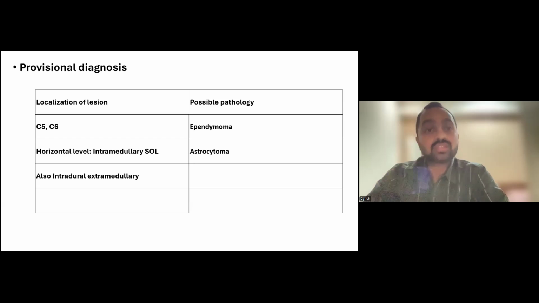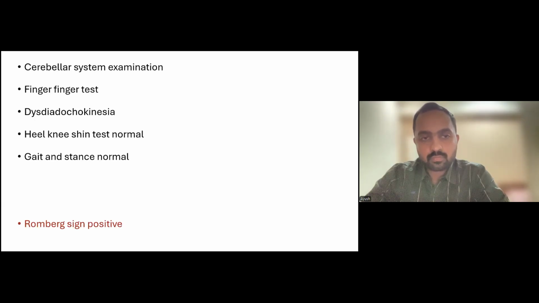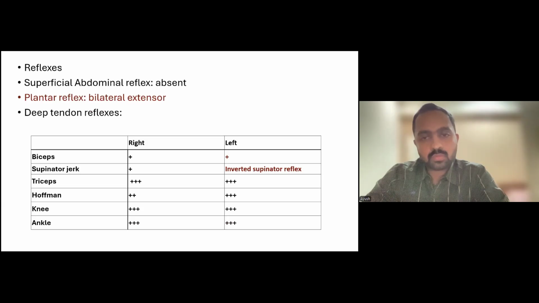Localization. So she has also put an inverted supinator. She said that biceps is +1, if I'm not mistaken, Snehal. Yes, sir, biceps is +1. Okay, so biceps was diminished and there is an inverted supinator reflex, so that basically localizes to C5, C6. Because biceps is diminished and supinator is inverted, that actually favors the C5, C6 localization.